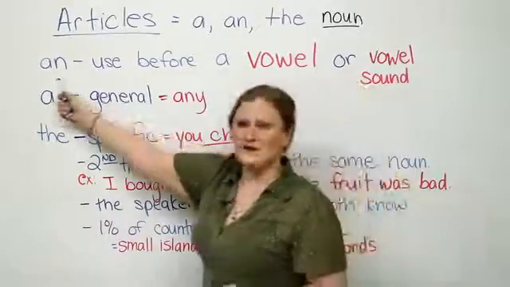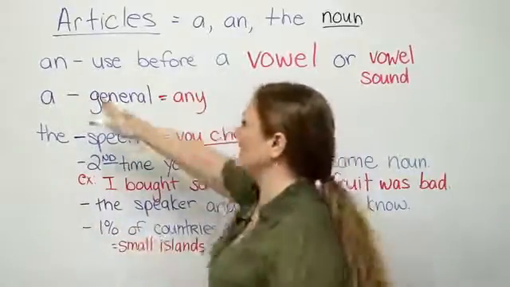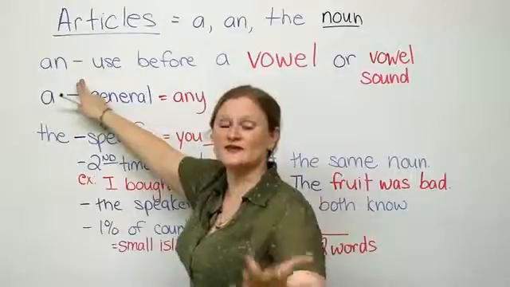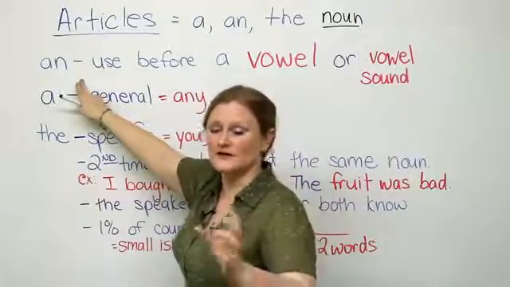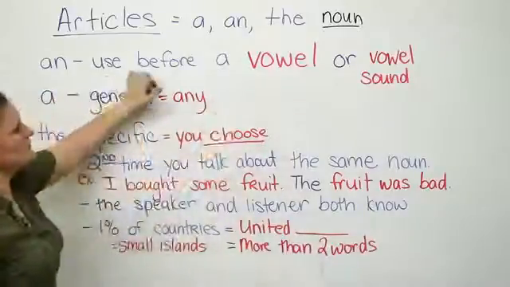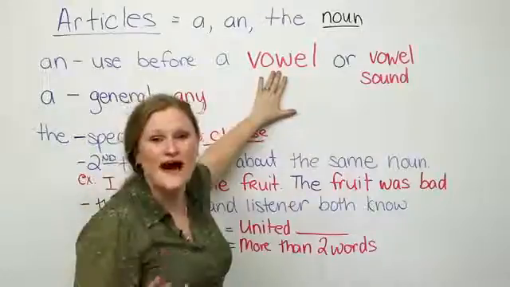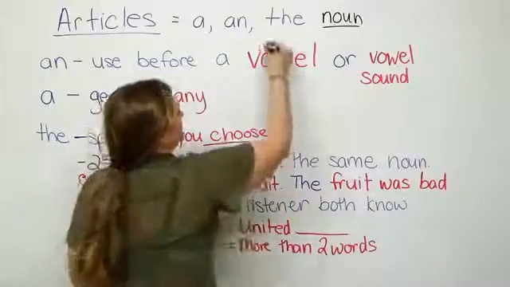The first one is an. An's easy. It's the easiest. We'll do this one first. An is used with a singular noun, it's an article, and we use it before a noun that starts with a vowel.